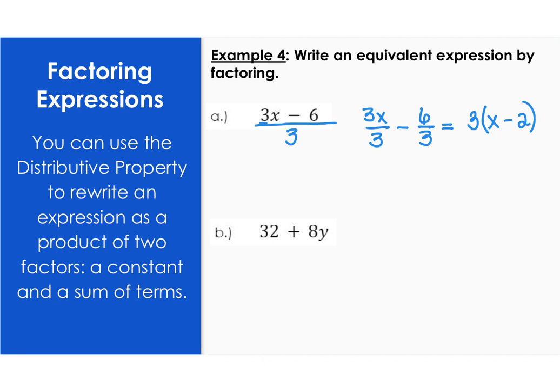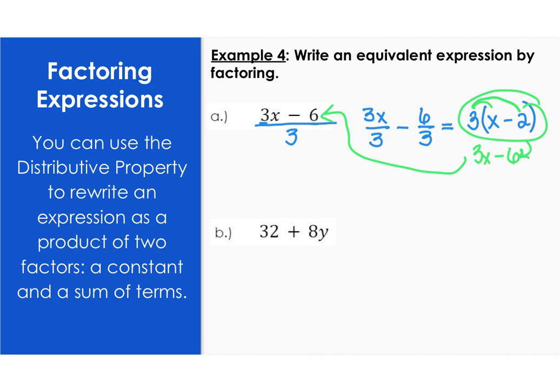Now the question is, can we take it back? If they're equivalent, we have to be able to take it back. So I can multiply the 3 times the x and 3 times the negative 2. I get 3x, 3 times negative 2, minus 6. These are equivalent. So that means this is just in a different form from this.